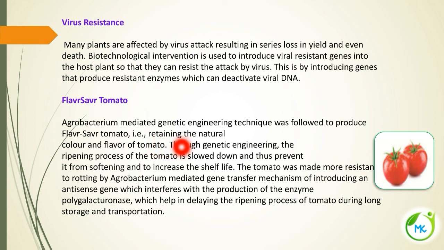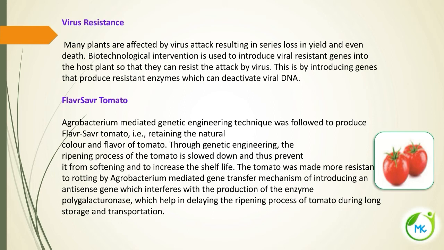That is, the tomato will be retaining the natural color and the flavor. And through genetic engineering, the ripening process of the tomato is slowed down. So once the ripening process of the tomato is slowed down, it prevents softening, and thereby it will increase the shelf life period. Okay, shelf life is nothing but the usable or the consumable period, it can be increased. And the tomato was made more resistant to rotting. Rotting is nothing but a decay, so it is made resistant to rotting by means of agrobacterium mediated gene transfer.